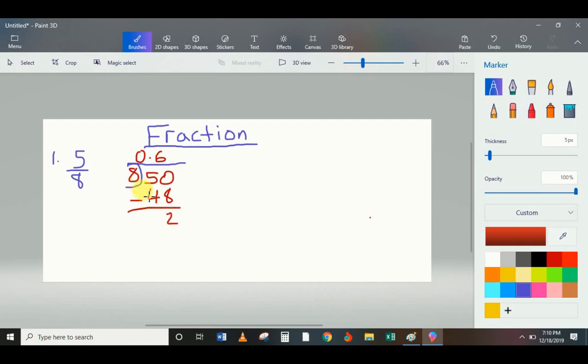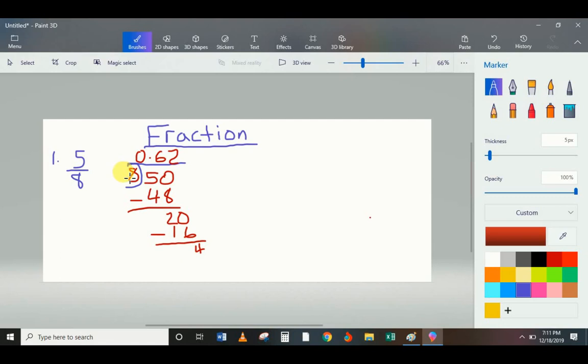So 8 into 2, you can't. So you add a 0 right here and say 8 into 20 is 2 times. So I'm going to put a 2 right here. So 2 times 8 is 16. So I'm going to minus 16 from 20. 16 from 20 leaves 4. So I'm going to write 4 here.